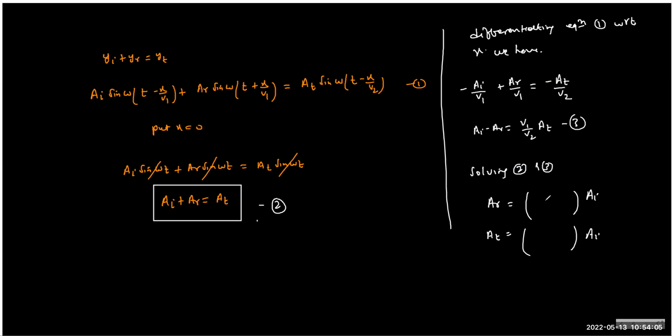So what is the AR part? Okay, AT is how much? 2 divided by 1 plus b1 by b2. Okay. So you can rearrange properly. It will come 2b2 by b1 plus b2. Very good. What about this one?